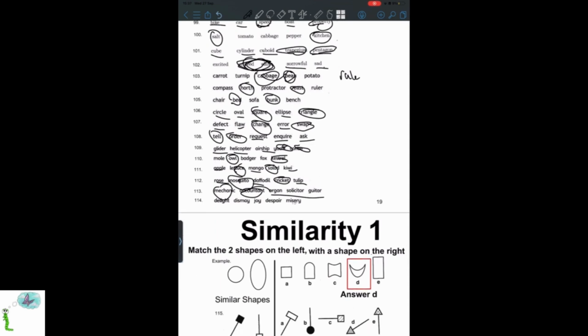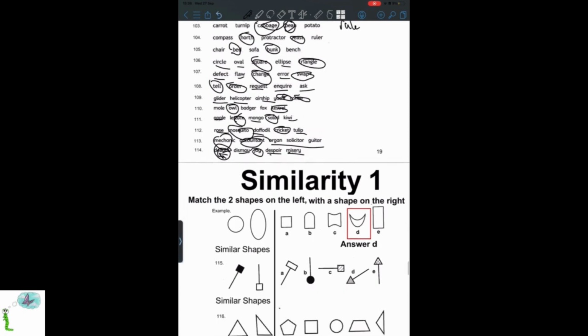Delight, dismay, joy, despair, misery. Okay, so we got three of them: dismay, despair, and misery, which are sadness, and these two are happiness. So we're going to choose those two. Just make sure I've given all the right answers. Yeah, there we go. Let's move on to NVR.